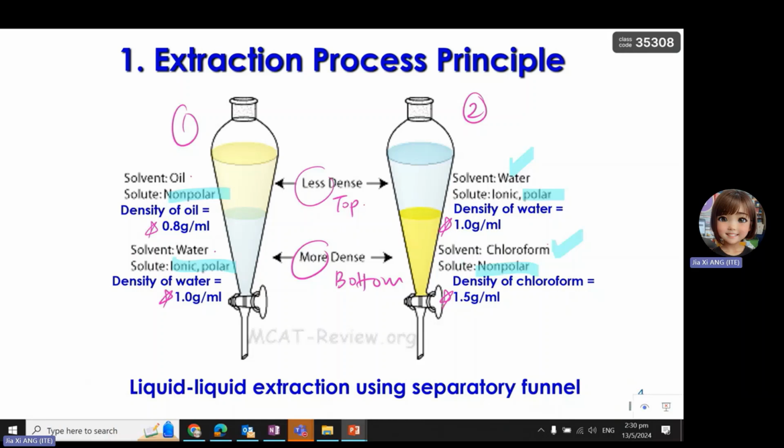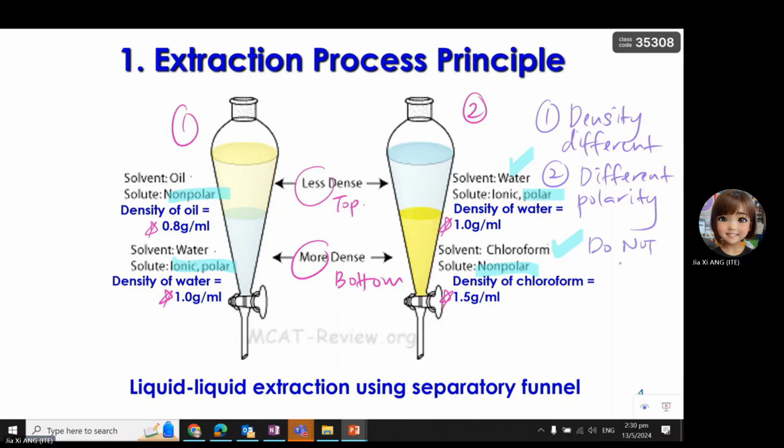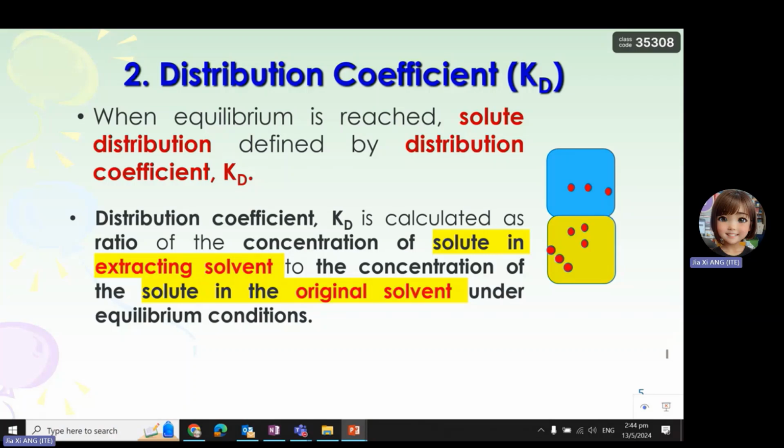So always take note, liquid-liquid extraction can only take place where number 1, the density of the liquid has to be different. And number 2, they must also have a different polarity. One being polar, one being non-polar, so that these two liquids do not mix. The keyword is that the two liquids should not mix. Let's move on to the distribution coefficient, KD.